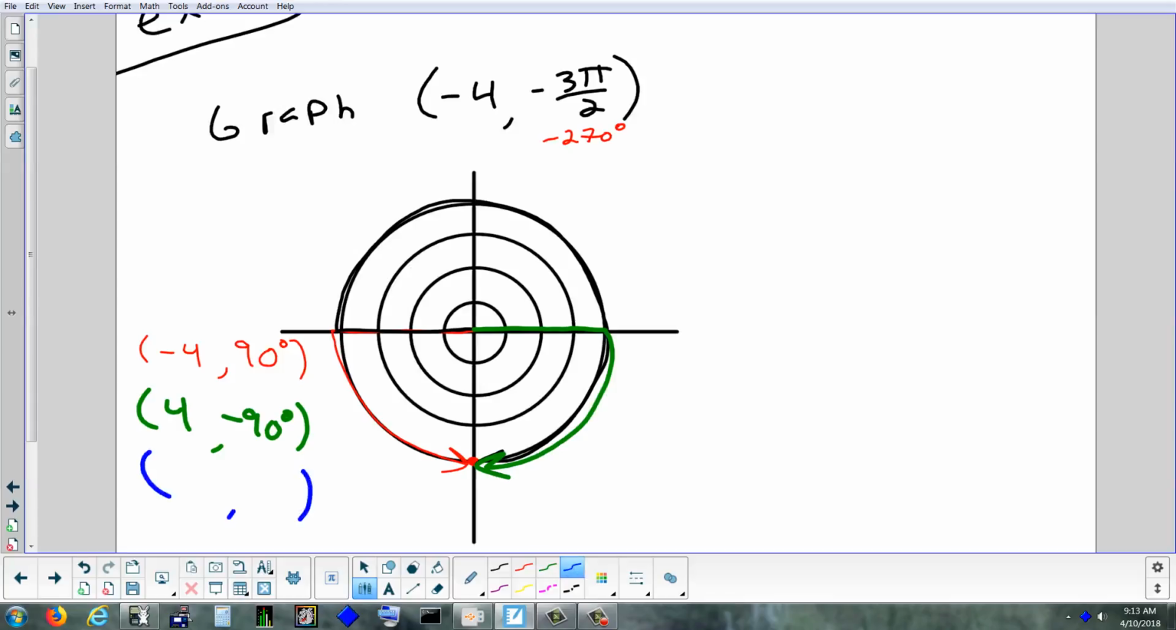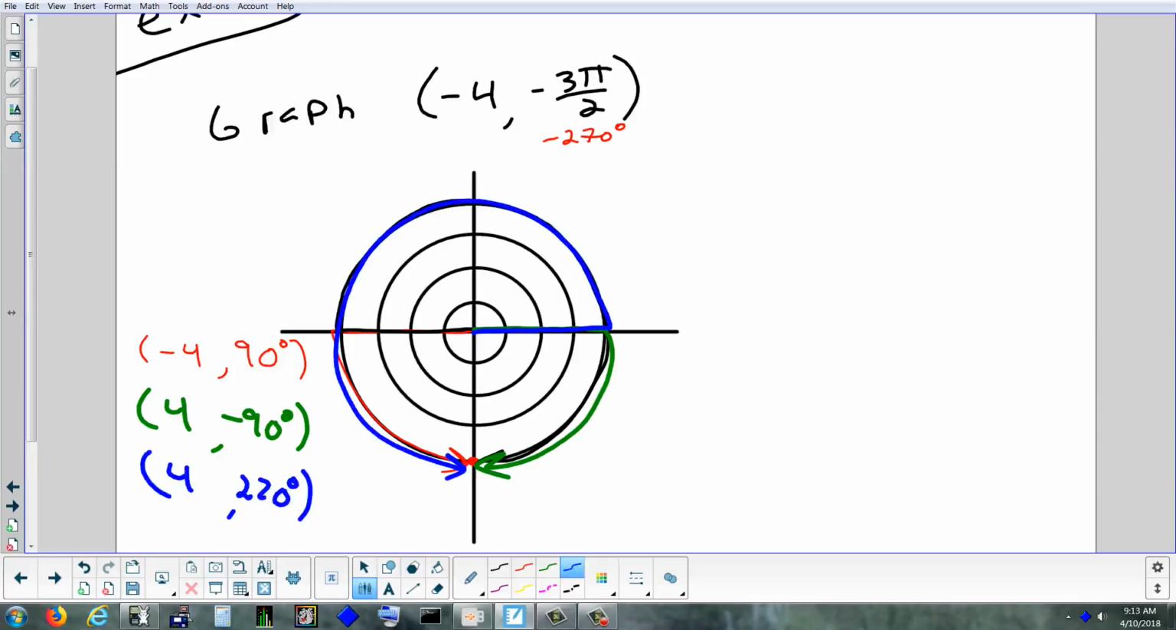And let's do one more. Yeah. +4 and 270. +4, 270. +4, 270. So you can see there's 4 different ways to get to that point. Okay? So every point in polar has 4 basic ways to get to it.